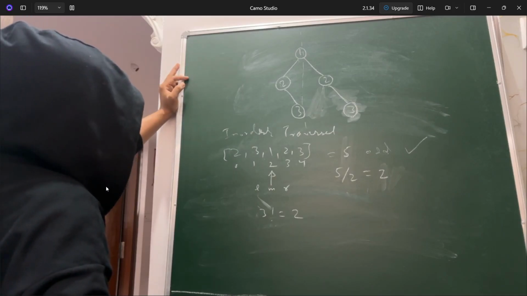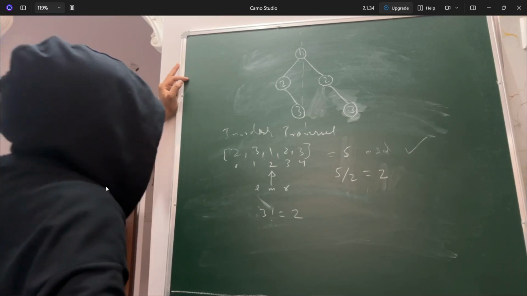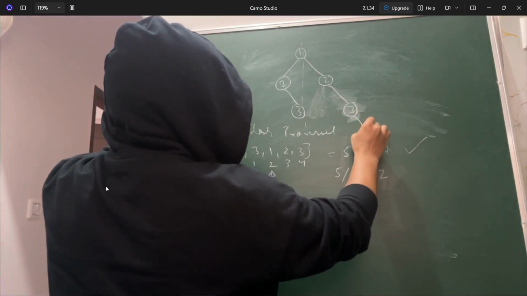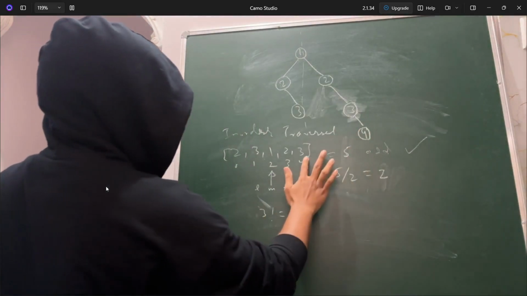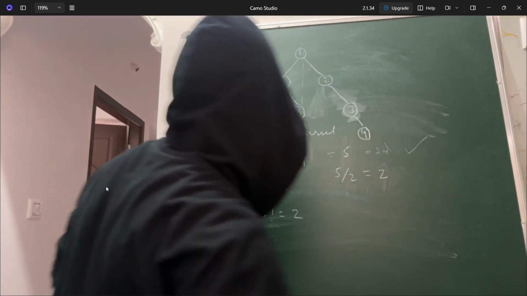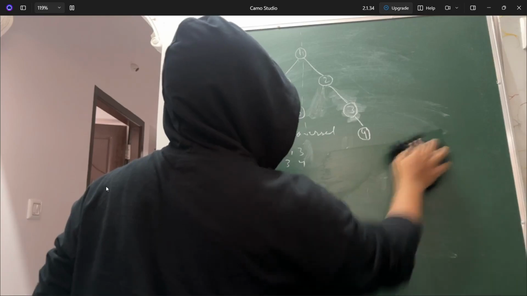Now there is one case I am considering here that is coming to my mind right now. So let's say here we have a value 4. In that case our in order traversal will be, let me erase so that you guys can get some clear picture.